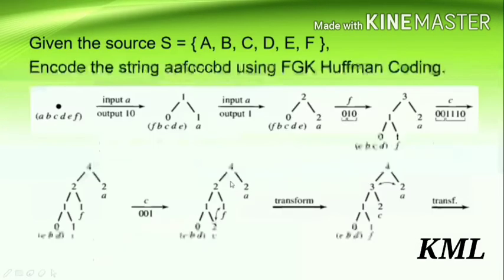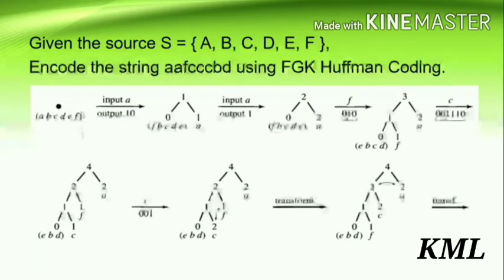So now let's see the problem. Given the source S, A, B, C, D, E, F, you have to encode the string AAF CCC BD using FGK. So what is the first step? You have to create a 0 node with all the source letters in alphabetical order. So you just create a dot here and write the source letters in alphabetical order. So you have the 0 node here. This is your 0 node.